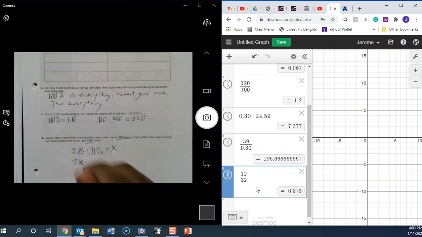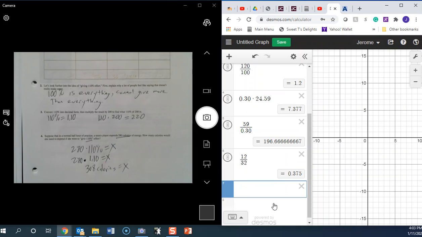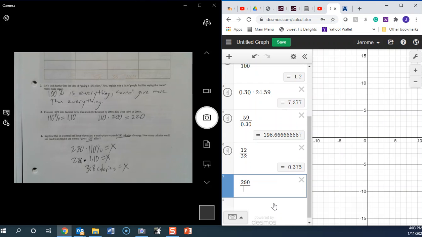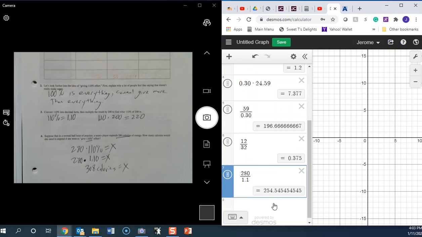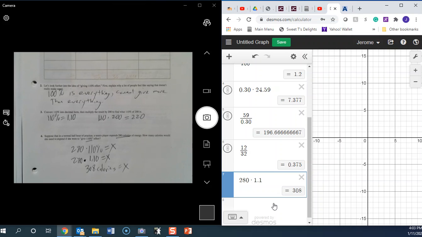So we had 280 multiplied by 110% will become 1.10 equals x. 280 times 1.10 is 308 calories, because that's what we're counting here. And that would equal x. Now just to prove it on a calculator, 280 times 1.1. Oh, I hit divided by. That was my mistake. So it'd be 308.